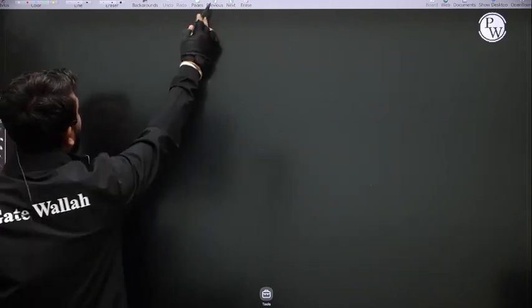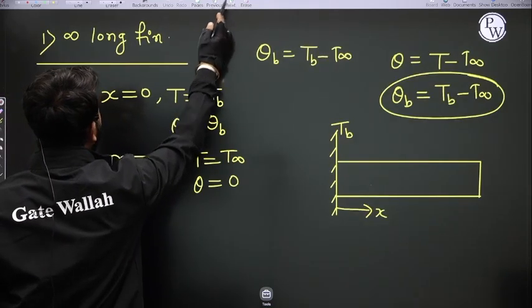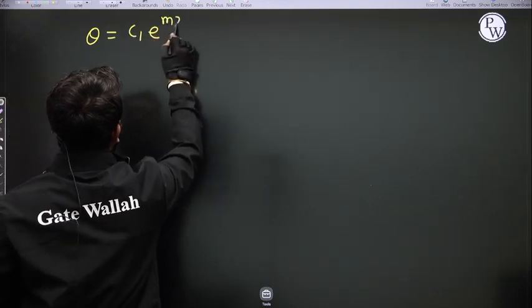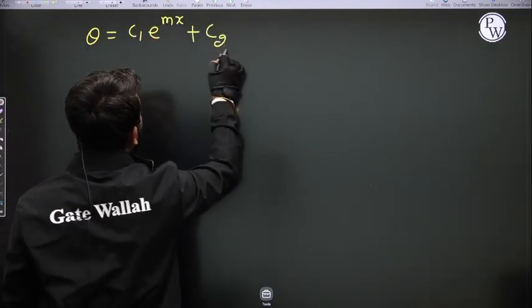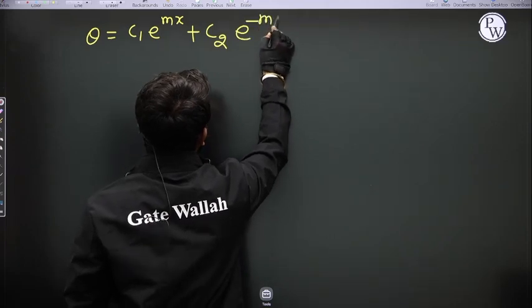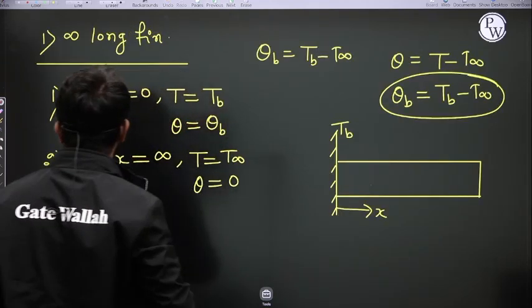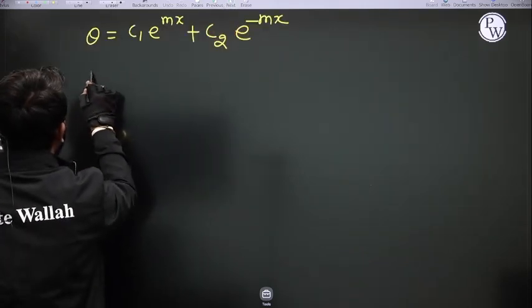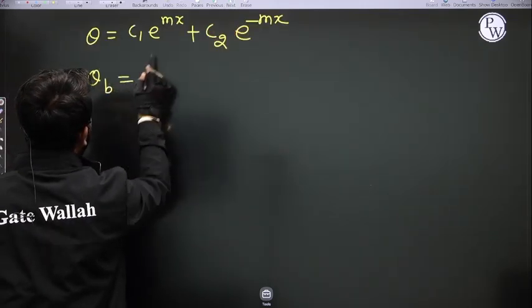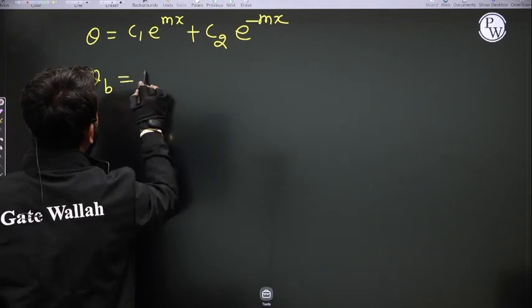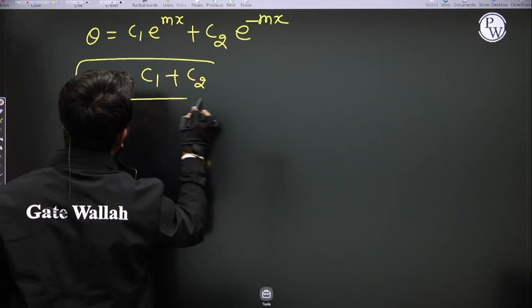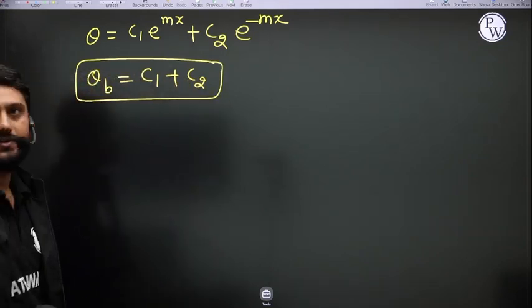Now, if you use these two boundary conditions, you get the values of C1 and C2. What is the solution? Theta is equal to C1 e to the power mx plus C2 e to the power minus mx. Now see, at x equal to 0, theta is equal to theta_b. So this is C1 plus C2. This is the one equation.